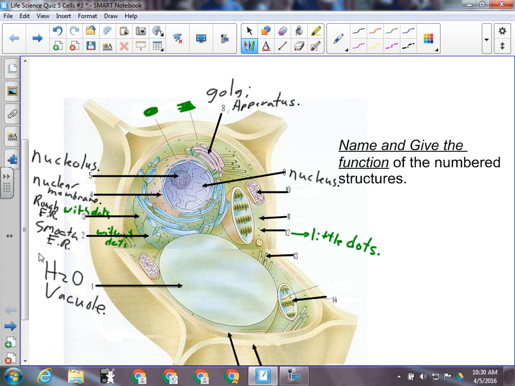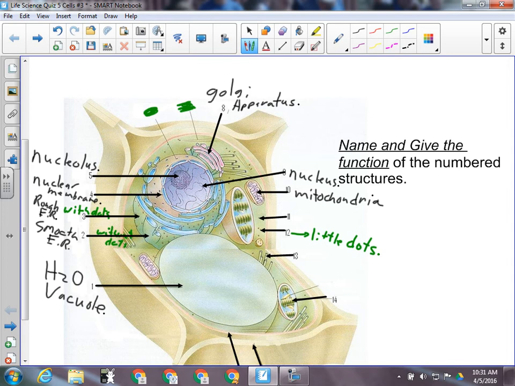Okay, number 10, okay, the kind of sausage-shaped structure. Nope. Mitochondria. Plants don't have lysosomes. Okay, mitochondria burns sugar for energy, carries out cellular respiration, okay, something along those lines.